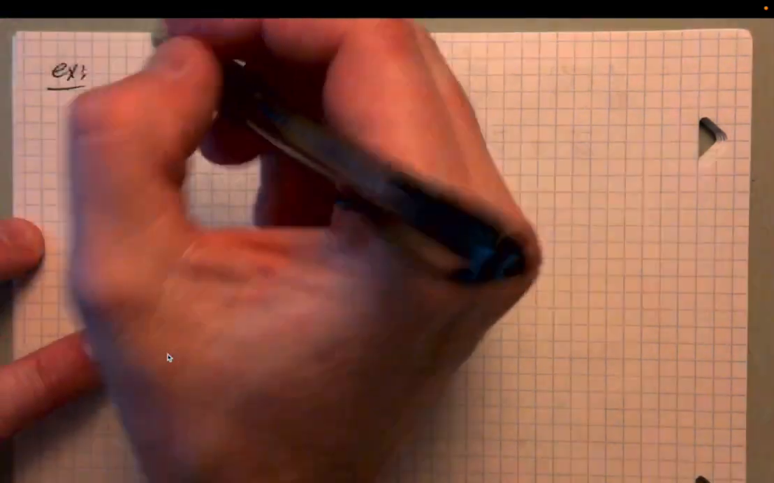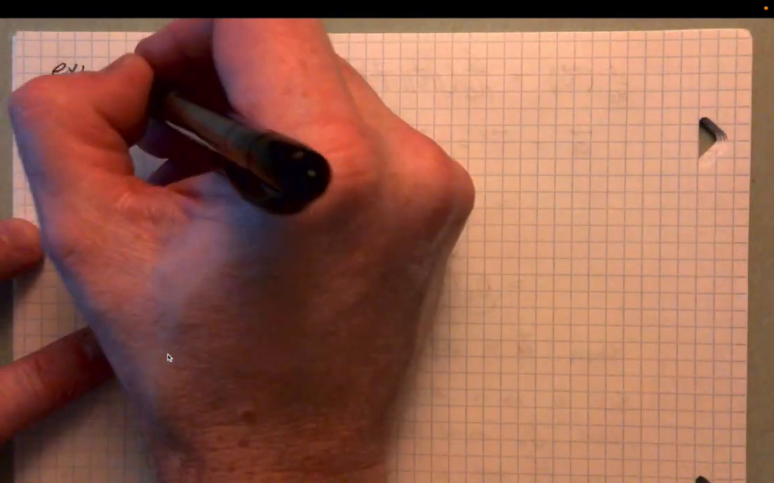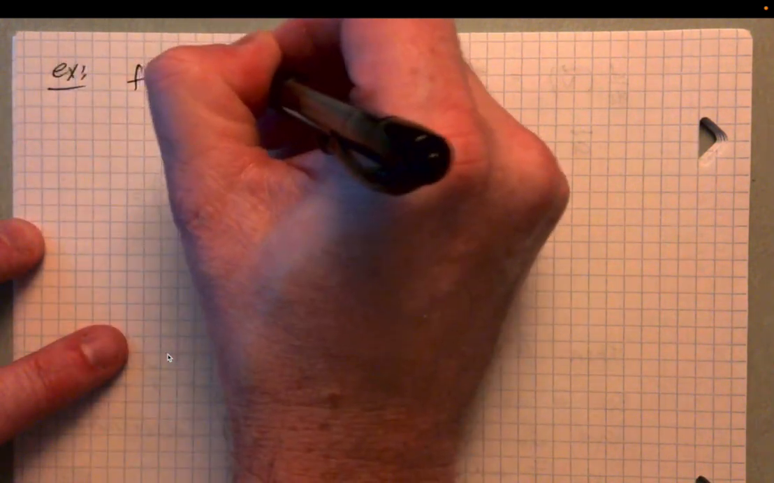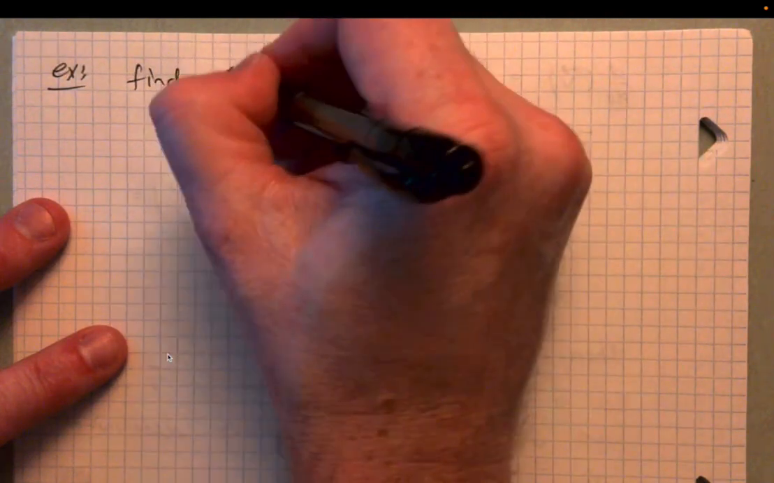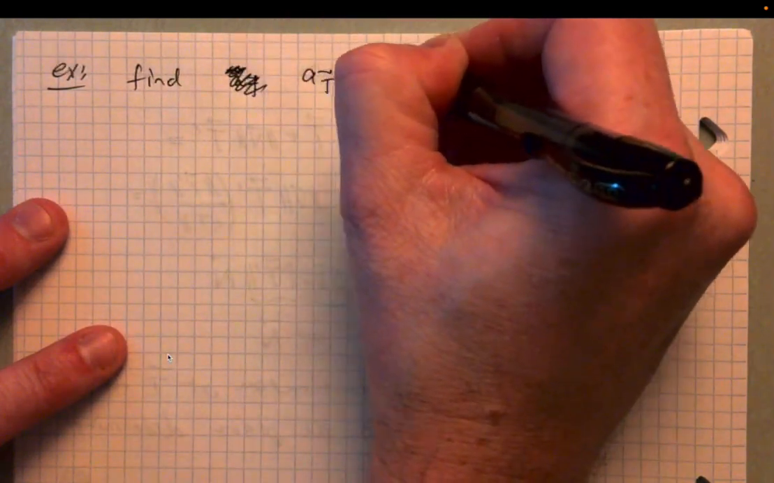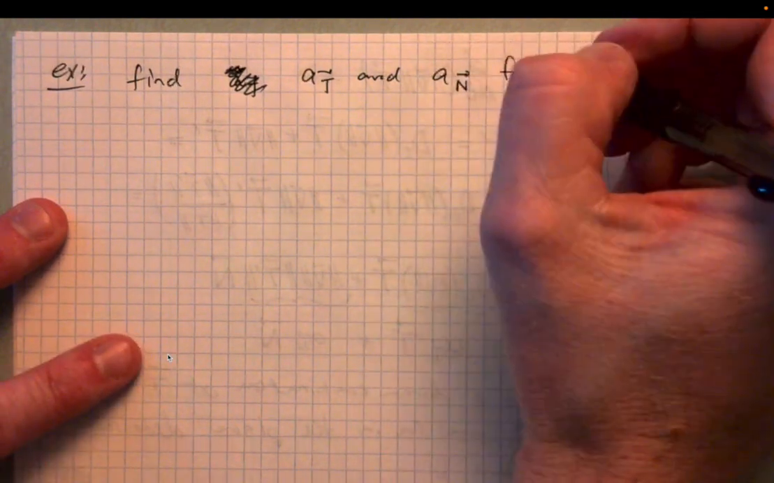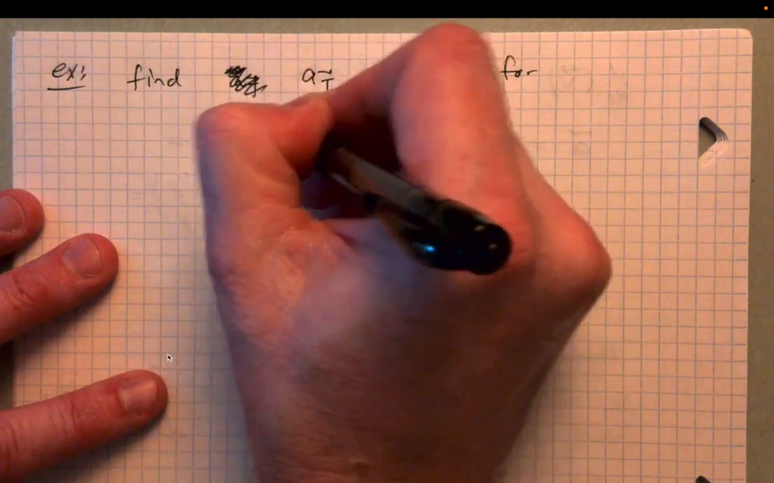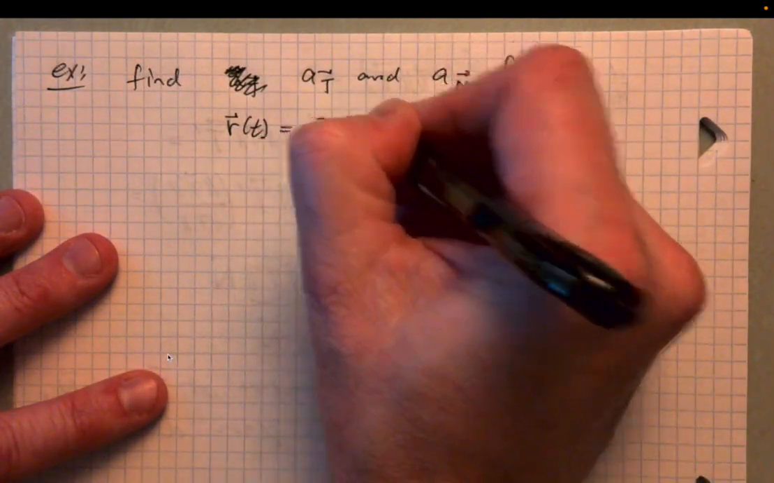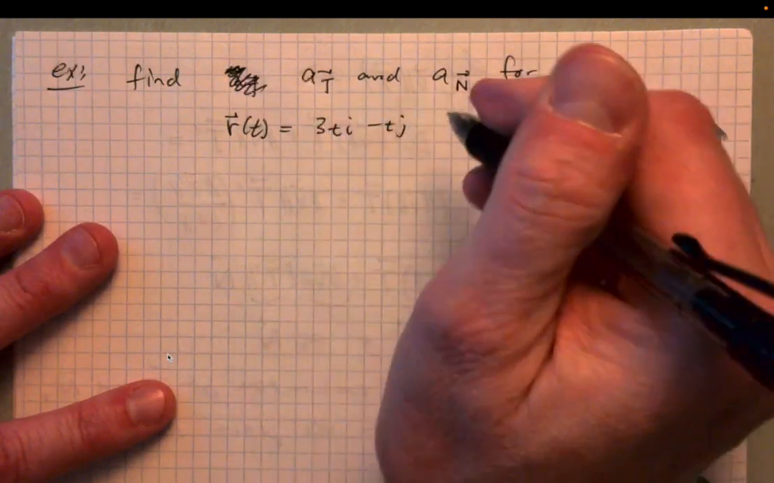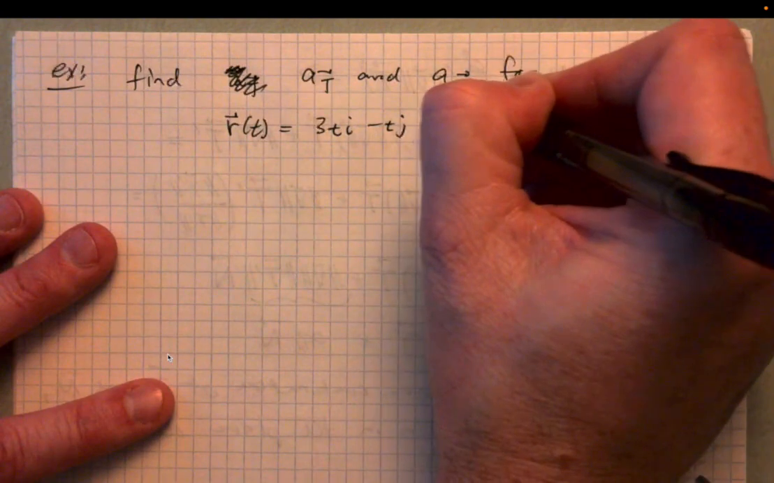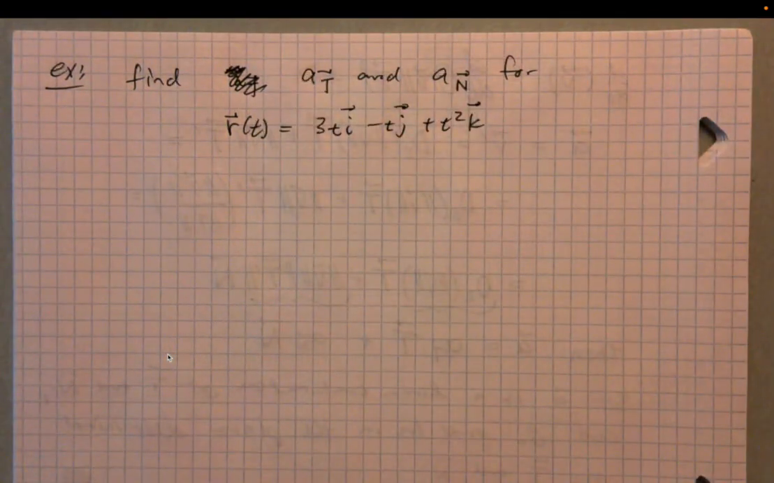All right, let's do an example. We'll wrap this one up with this example. Let's find the tangential and normal components of acceleration for this curve. So we want to find a_T and a_N for r(t) = 3t i - t j + t² k. Okay, so this is what we're after, right?